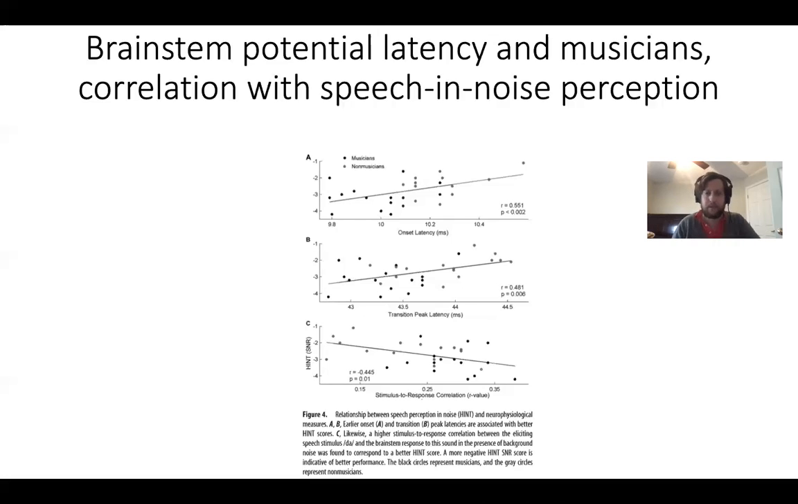This is connecting, once again, a big picture thing about cognitive neuroscience: it's always nice when you can connect some type of brain measure to some specific behavior. Brain-behavior correlations are a common, interesting aspect of cognitive neuroscience, and this is definitely an example. The brain measure here is the latency of these brainstem potential responses, and the behavioral measure is speech and noise task performance.